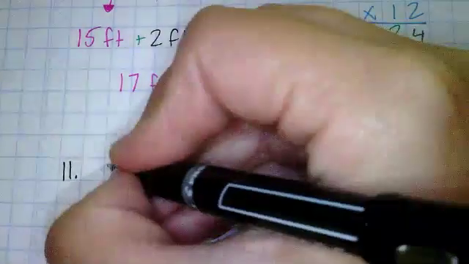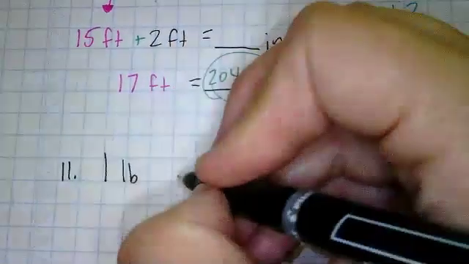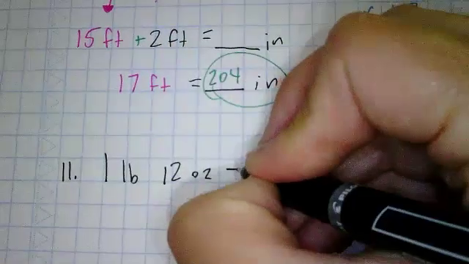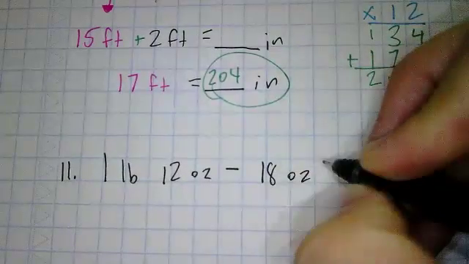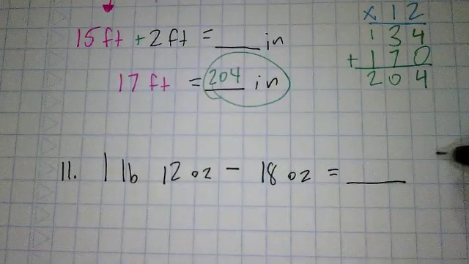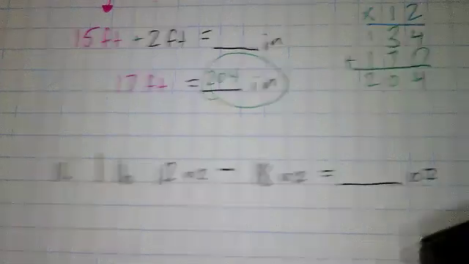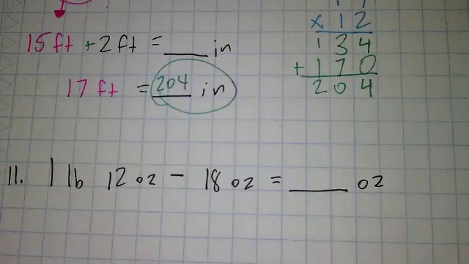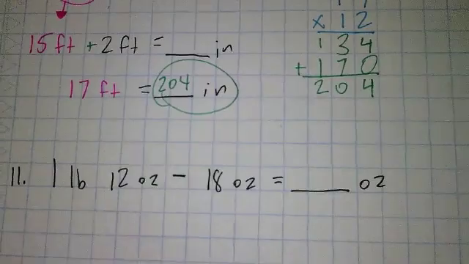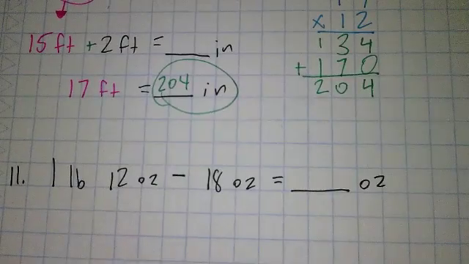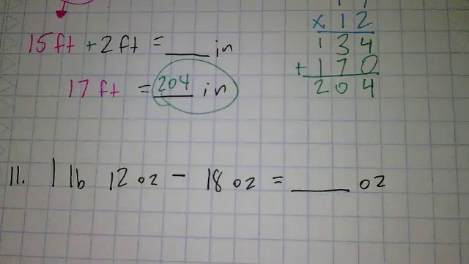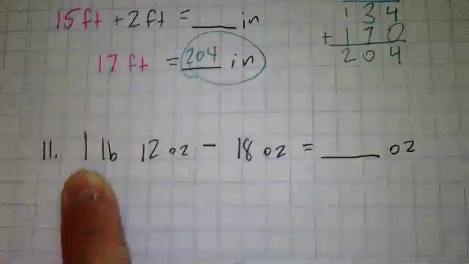Okay. This one is 1 pound, 12 ounces, minus, that's the key there, minus 18 ounces, equals blank ounces. Our answer wants to be in ounces, right? That's nice because most of our problem is already in ounces. The only thing that's not in ounces is this 1 pound here. And pounds can be converted straight to ounces. We only have one step there, and it's only 1 pound, so this makes it nice and easy.